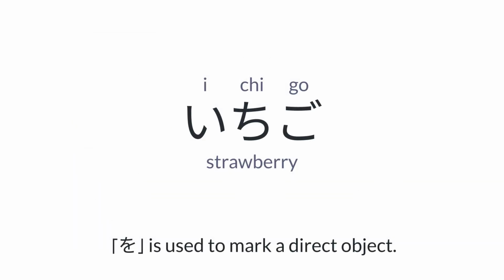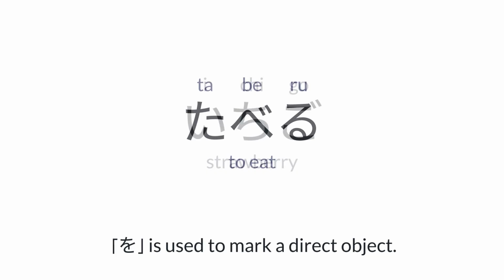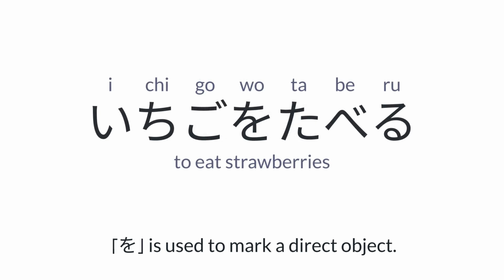The character wo is used to mark a direct object in a sentence, so you'll mostly only see wo in sentences and phrases rather than in individual words. For example, the word strawberry in Japanese is ichigo. The verb to eat in Japanese is taberu. So, ichigo o taberu would mean to eat strawberries.